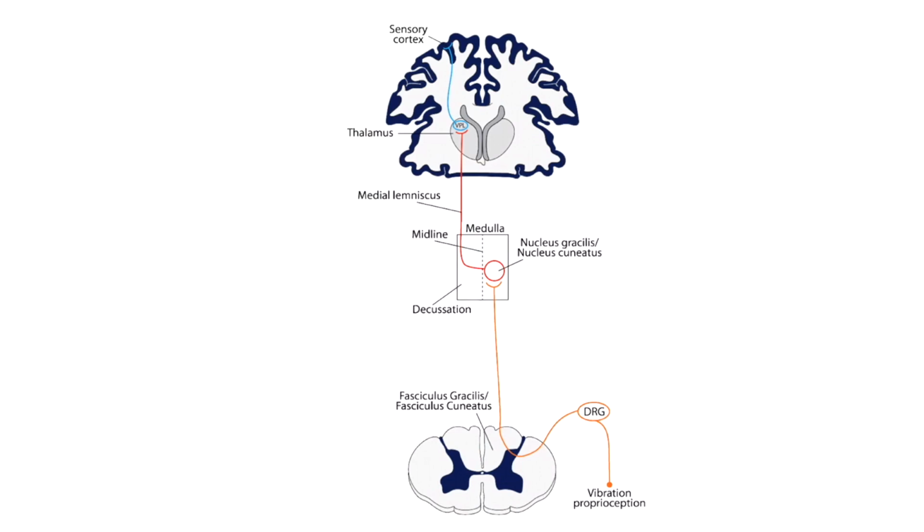As we can see from this image, the dorsal columns ascend through the medial lemniscus and are responsible for vibration and proprioception. So damage to the medial lemniscus in an ASA stroke would result in contralateral loss of vibration and proprioception. Note that loss of sensation is contralateral because the pathway decussates before the medial lemniscus, as we can see right here. Decussation.